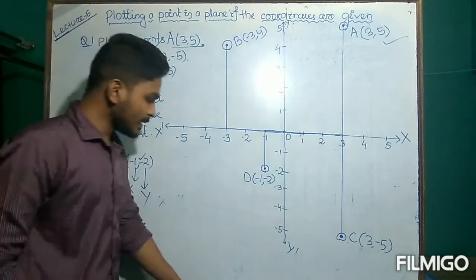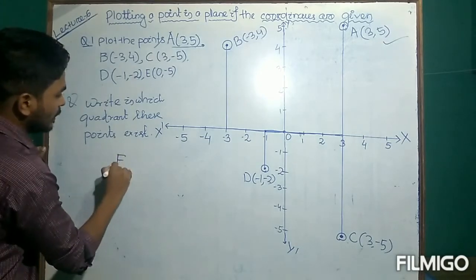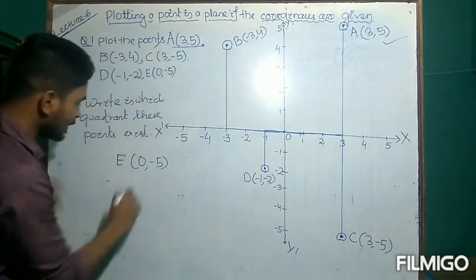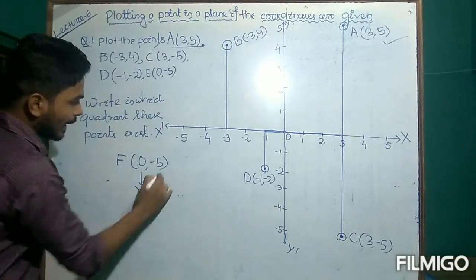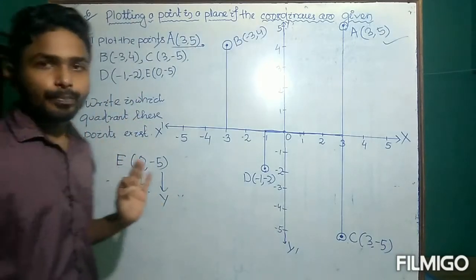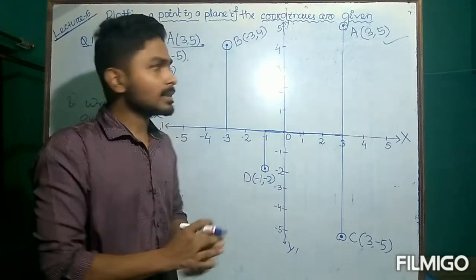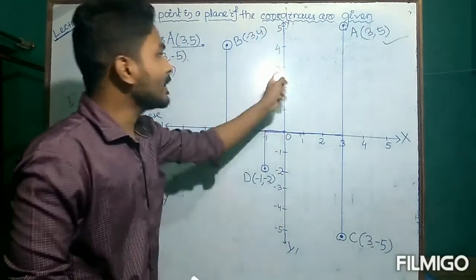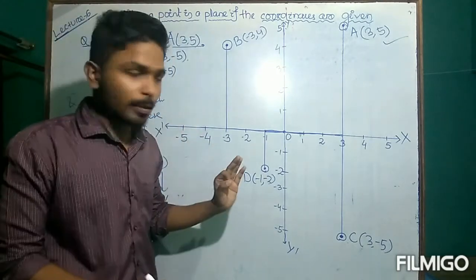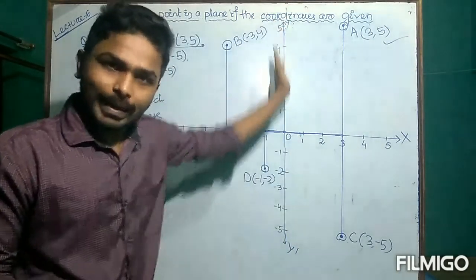Okay. Next, the point E (0, -5). Okay. And in this point, this is the x coordinate, and this one is the y coordinate. And you see the x coordinate is 0, and we already know if a point lies on the y-axis, then its x coordinate must be 0. Since its x coordinate is 0, it is confirmed that it should lie on this axis, okay, the y-axis.